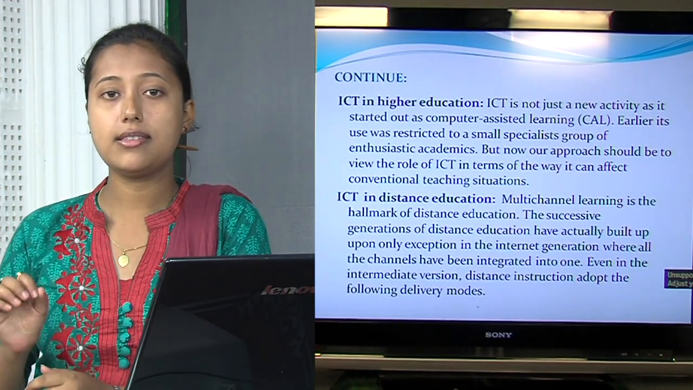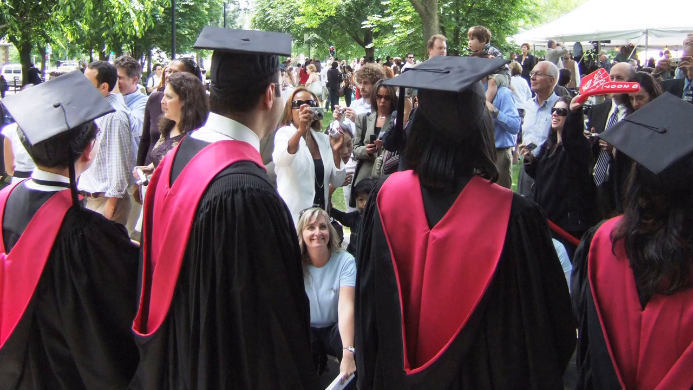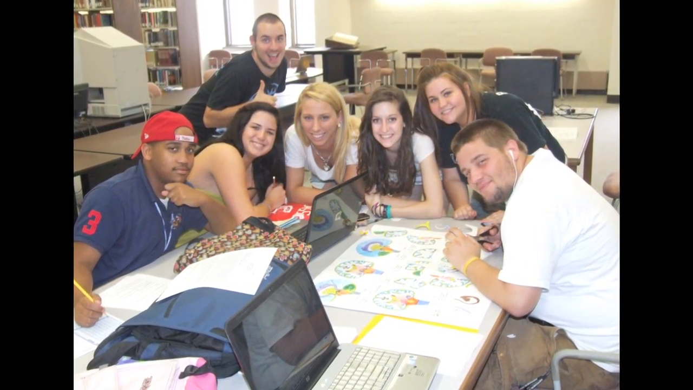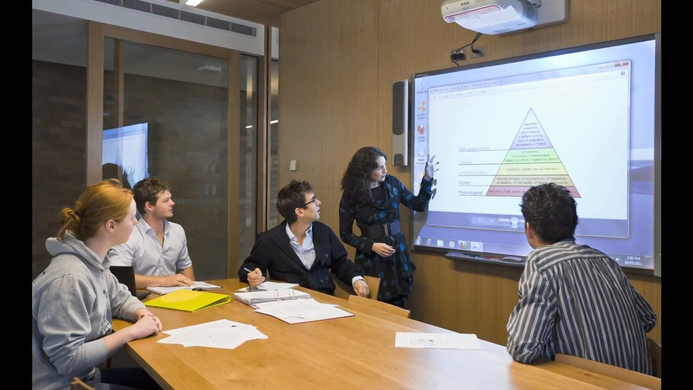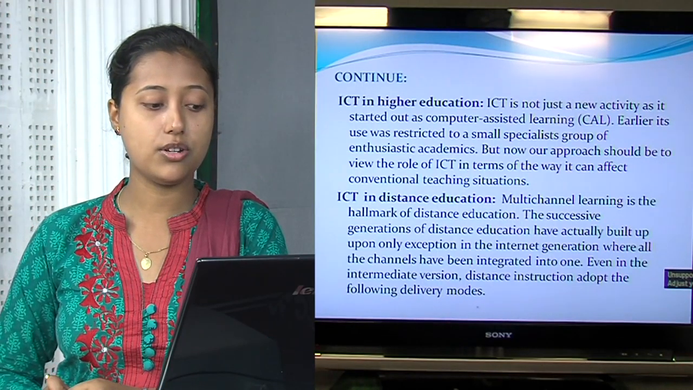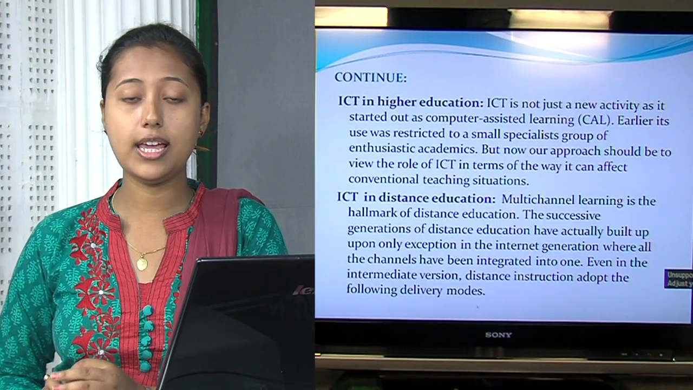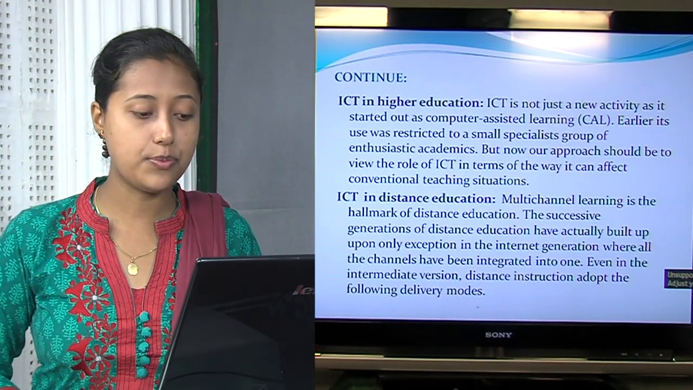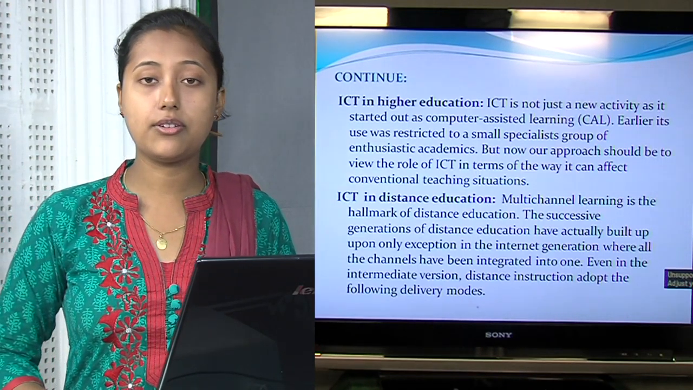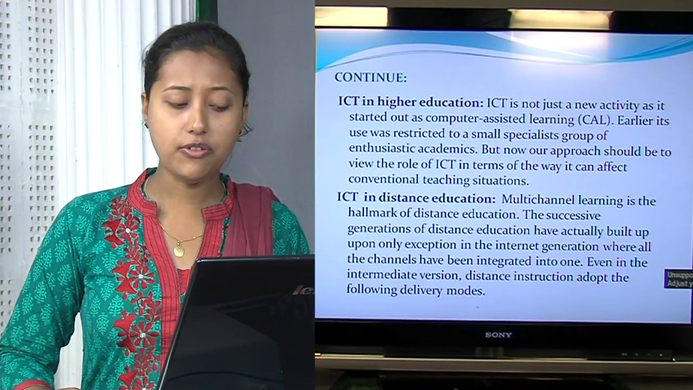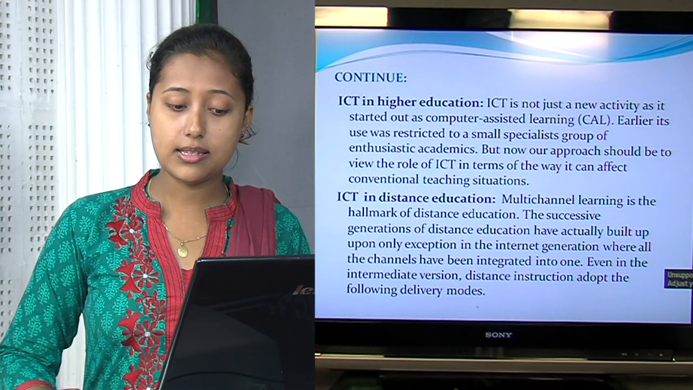We all know that distance education provides learning to learners with the help of the latest technological devices. It is nothing but the use of ICT in the field of education. Multi-channel learning is the hallmark of distance education. The successive generations of distance education have built upon each other, with the only exception being the internet generation, where all the channels have been integrated into one. Even in the intermediate versions, distance instruction adopts the following delivery modes.